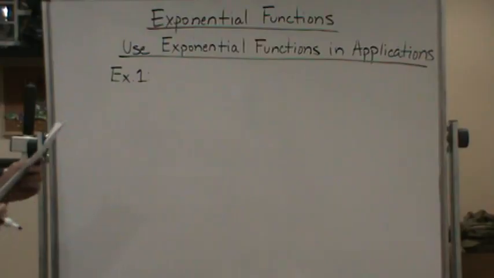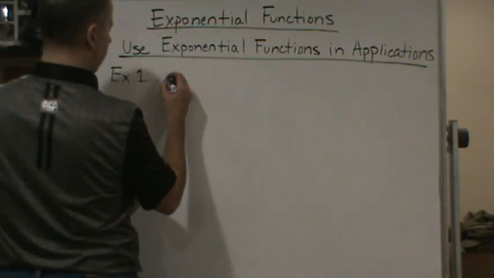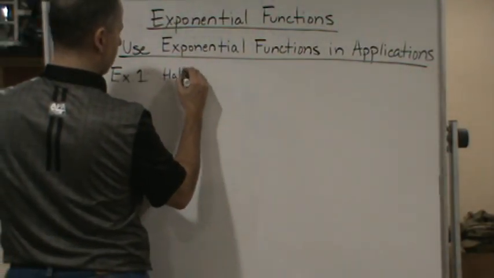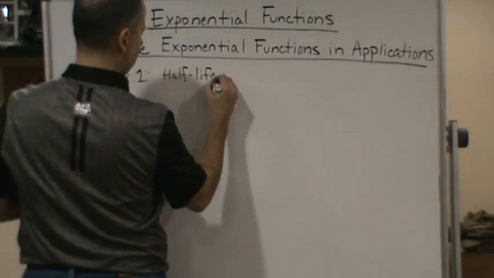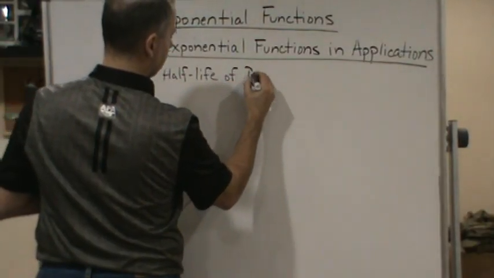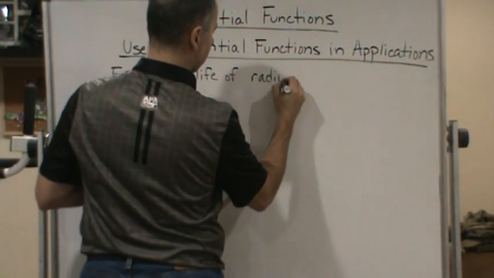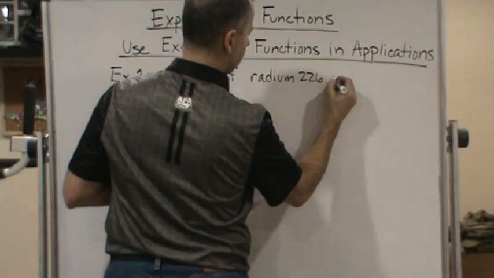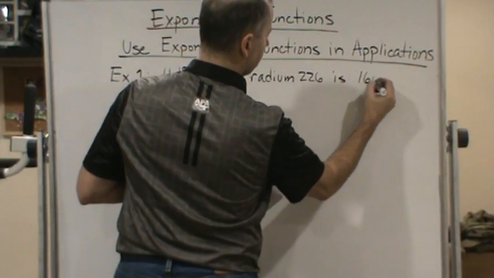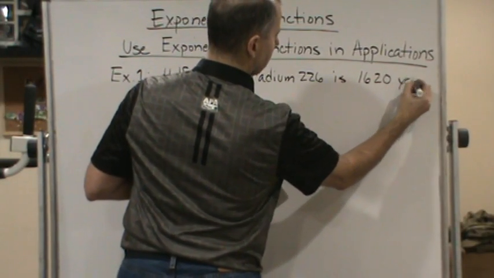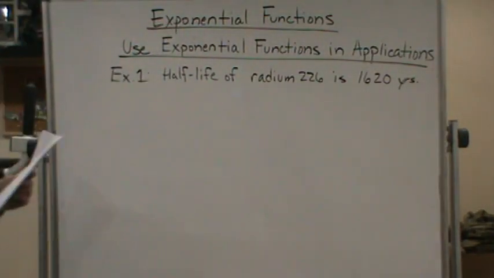They say the half-life of radium-226 is 1620 years. So we'll write that down. So half-life of radium-226 is 1620 years. It says a sample having 1 gram of radium-226.